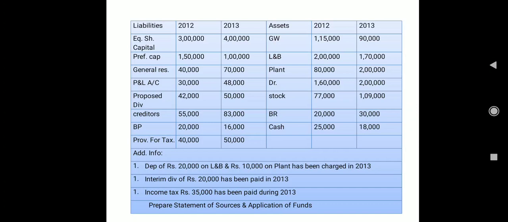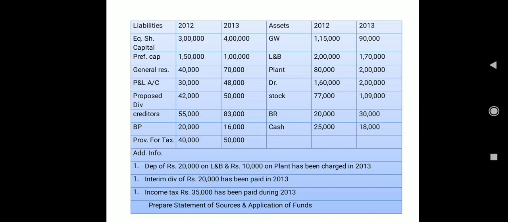If we have redeemed 50,000, that means we have to pay cash. See, in the first one, equity share capital, 1 lakh was coming to your pocket, so it was a source of fund. But now 50,000 is going out from your pocket, so this is known as an application of fund.